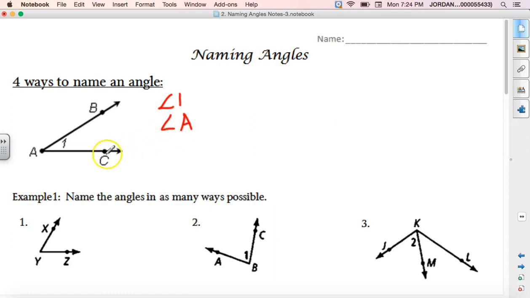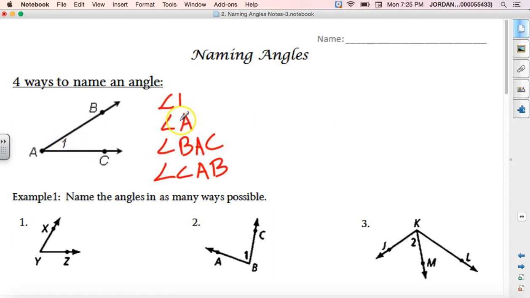The third way you can name it is by using all three letters. If we use all three letters, the key is you have to have the point that's the vertex be the letter in the middle. So A has to be the letter in the middle if we use all three letters. So we can call it angle BAC, or we could call it angle CAB. As long as A is in the middle, we're good. So all four of these are naming this exact same angle.